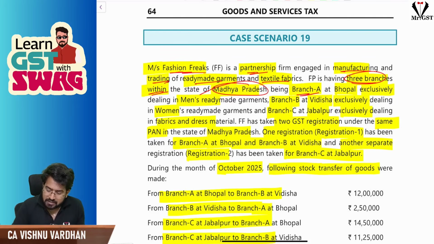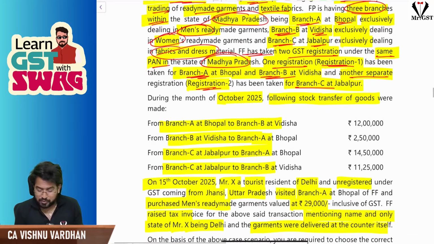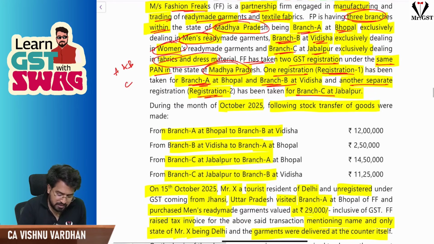That is important. Branch A is in Bhopal, branch B is in Vidisha. Vidisha is a place. Okay, fine. Branch C is at Jabalpur. All are within Madhya Pradesh, and each deals with men's ready-mades, women's ready-mades, and fabrics and dress material like that. But they have taken 2 GST registrations under the same PAN within Madhya Pradesh. Registration 1 is for branch A and branch B. For branches A and B, they have taken only 1 registration, and another separate registration 2 for branch C. Now, there is stock transfer.